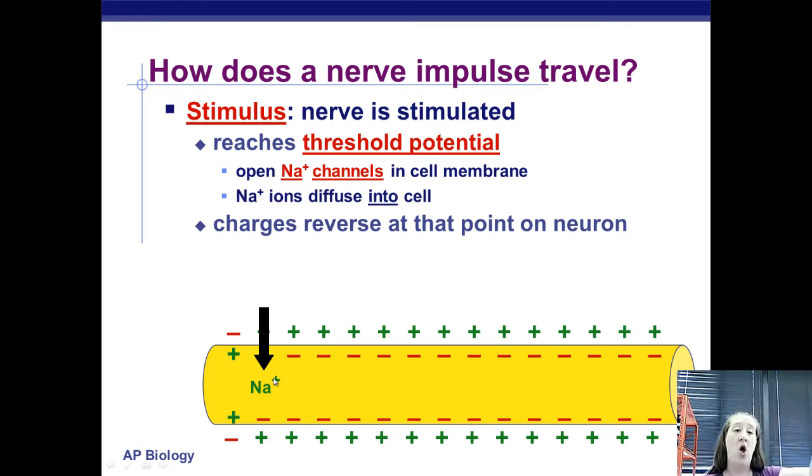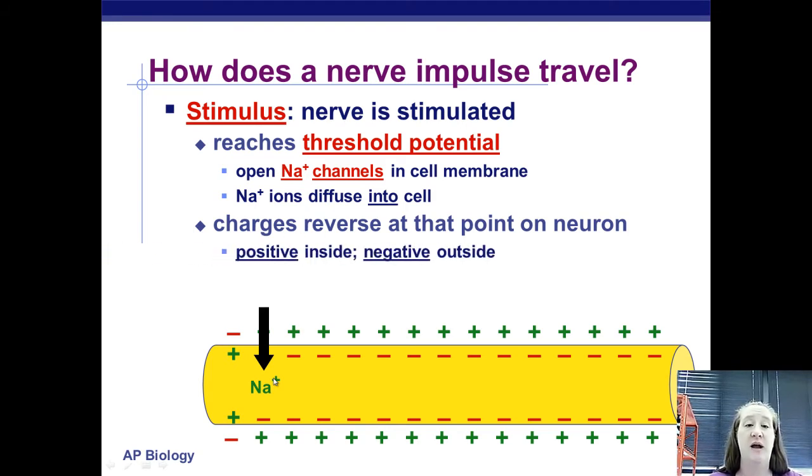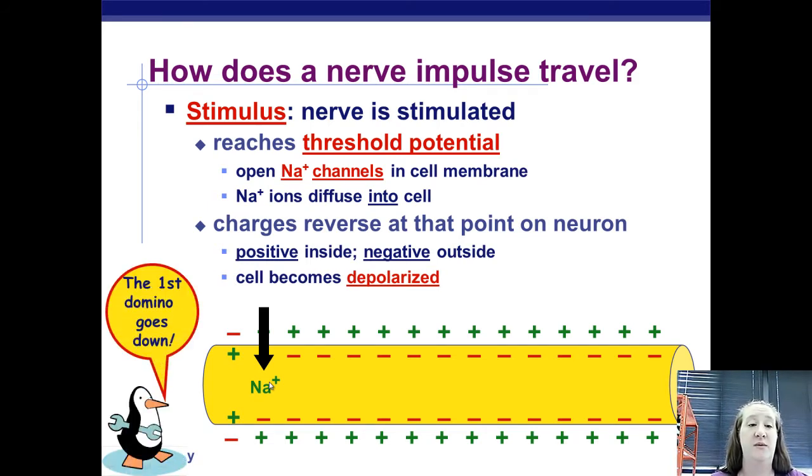Okay? When all those positive ions come in, that is going to cause the charge of the inside of the cell to change. It's going to go from negative to positive. Okay? It's now going to be positive on the inside and negative outside, because all these positive ions went rushing inside. Okay? This means that the cell becomes depolarized. That's what we call it.